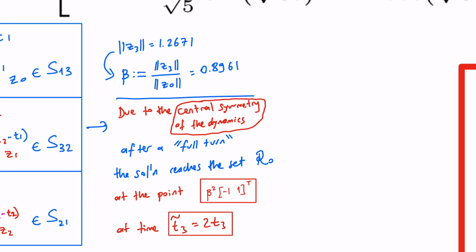So anyway, due to the central symmetry of the dynamics, which basically says that if x is a solution, so is minus x. It comes from being odd. Let's say we have x dot equals f of x, and your dynamics have that property.